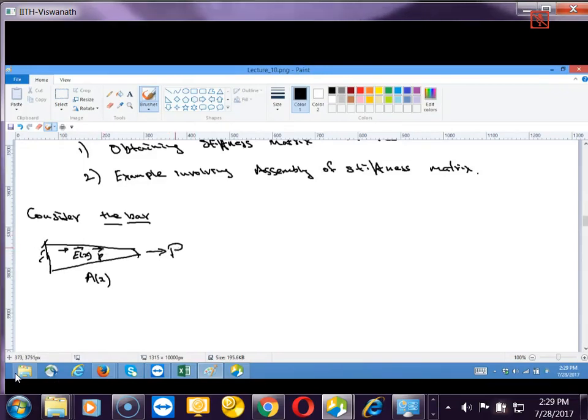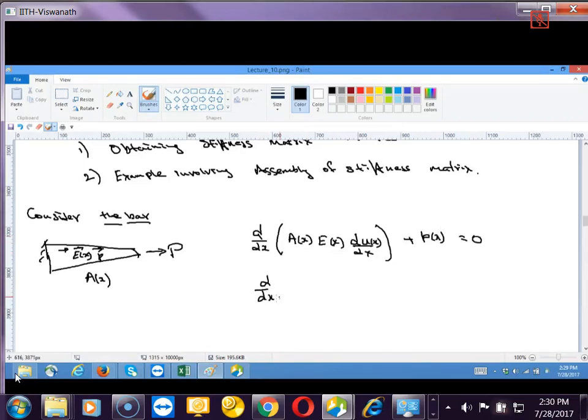Then our governing differential equation, which we have discussed earlier, would come to be of this form: d by dx of A(x) E(x) du/dx plus p(x) is equal to 0. Okay, so for simplicity, I'll rewrite this by dropping the function of x as d by dx of AE du/dx, for simple representation, plus p is equal to 0.